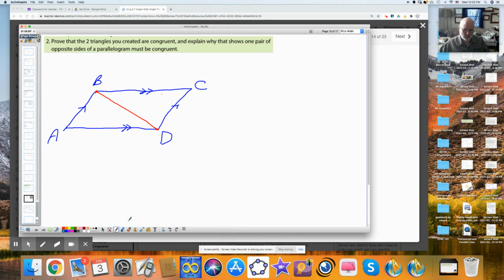I'm going to write this proof out so that you can see it. And we have here step one. First of all, I don't know any of the sides. I only know one of the sides is congruent to itself.